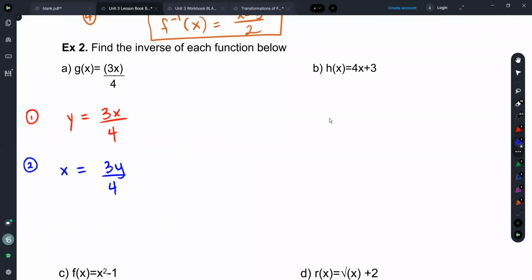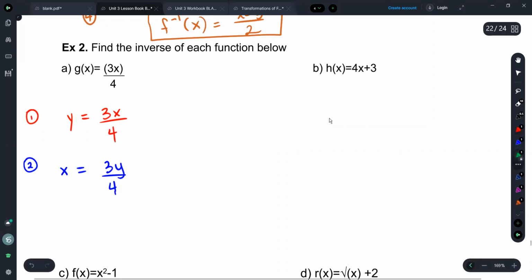So what would be the first thing that I would do to isolate for y here? What would I move? Maya? Okay, we'll multiply by 4. These will cancel. So we'll have 4x equals 3y. And then we'll just have to divide that 3 out.